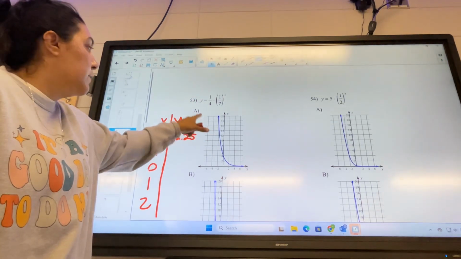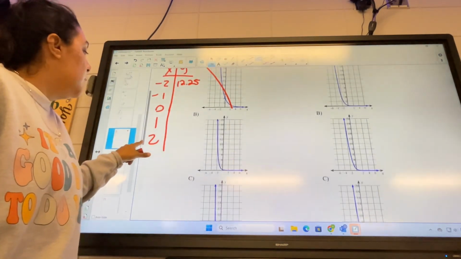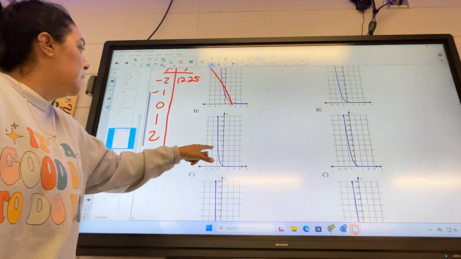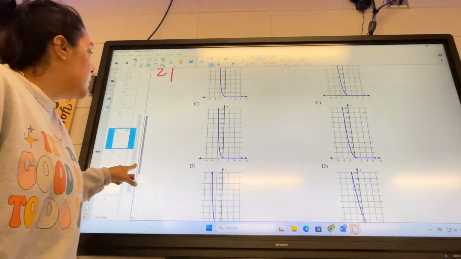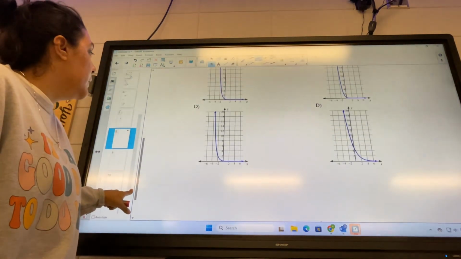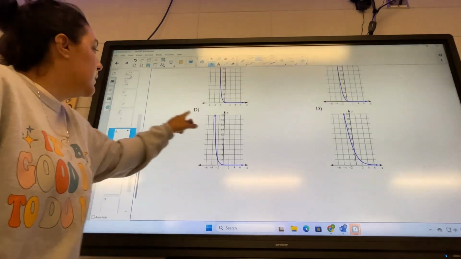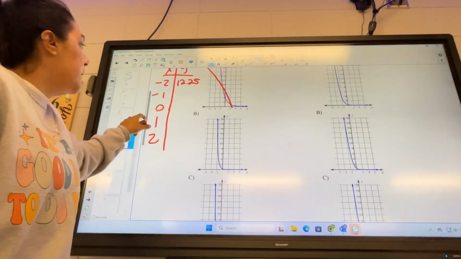Nope. No, it does not. Okay, what about this one? -2 and on the 12. That one looks like it could be C. Looks like it could be, what about D? No. D is definitely not. Okay, so that helped out.